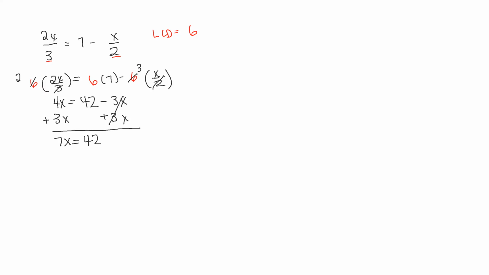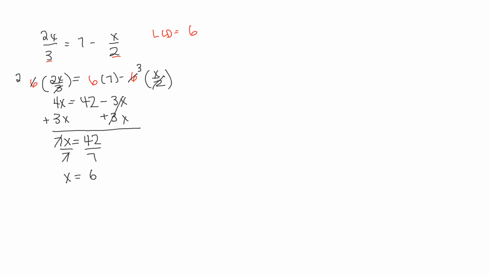So I need to undo the multiplication of 7 and x. To do that, I divide both sides by the coefficient of x. To undo that multiplication, I would divide. On the left, 7 divided by 7 is 1. 1 times x is x. On the right, 42 divided by 7 is 6.